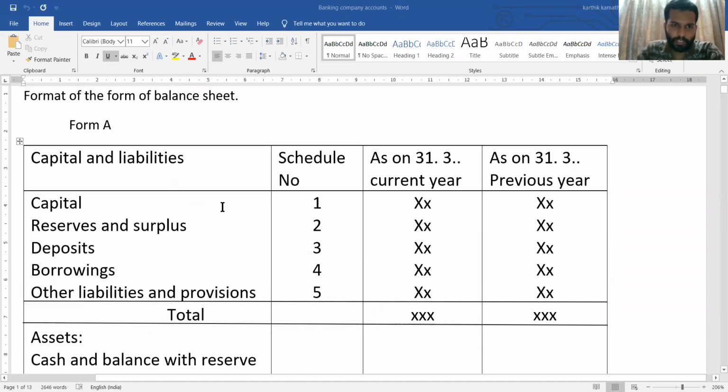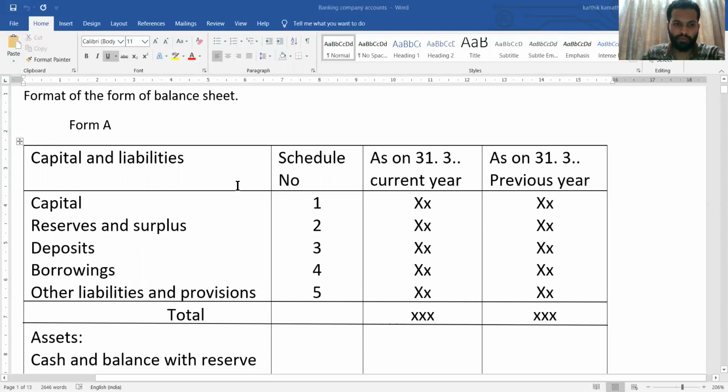If you see the format of the balance sheet, schedule number 1 is capital. You just need to remember these things. Schedule number 1 is capital, and schedule number 2 is reserves and surplus. Along with reserves and surplus, if there is any profit and loss account balance, you need to add that too. Then schedule number 3 is deposits, 4 is borrowings, and fifth is other liabilities and provisions. So this is the liability side of the balance sheet, that is, there are 5 schedules.